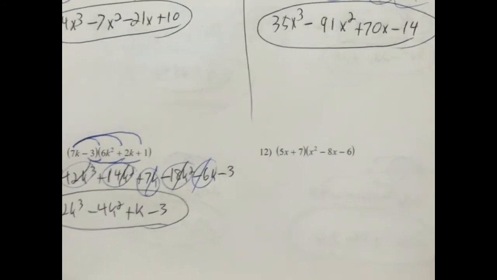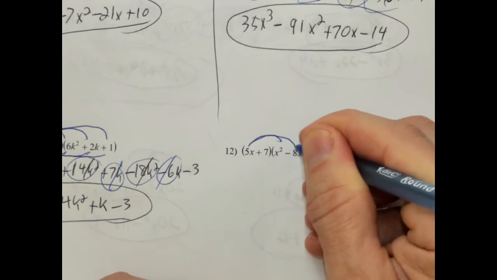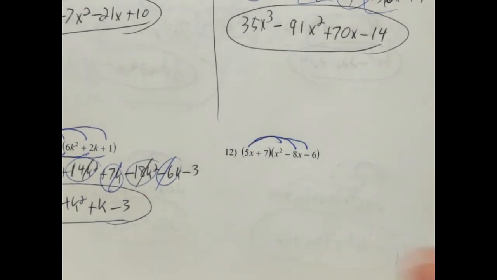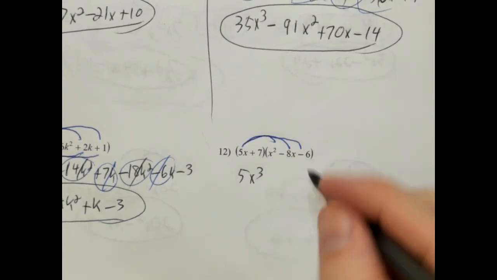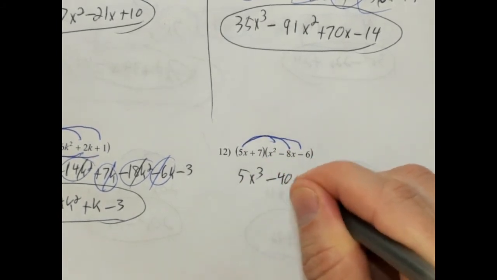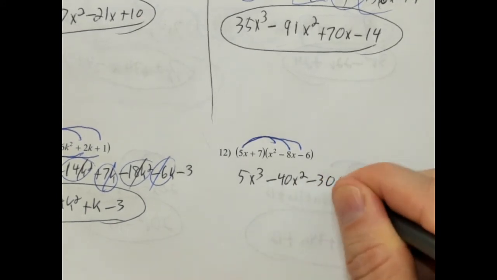Okay. All right, number 12. 5x, negative 8x, and negative 6. So 5x times x squared is going to be 5x cubed. 5x times negative 8x is going to be negative 40x squared. 5x times negative 6 is going to be minus 30x.